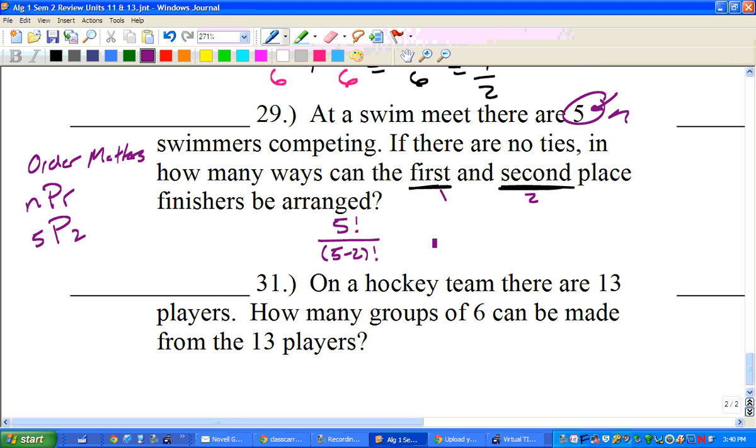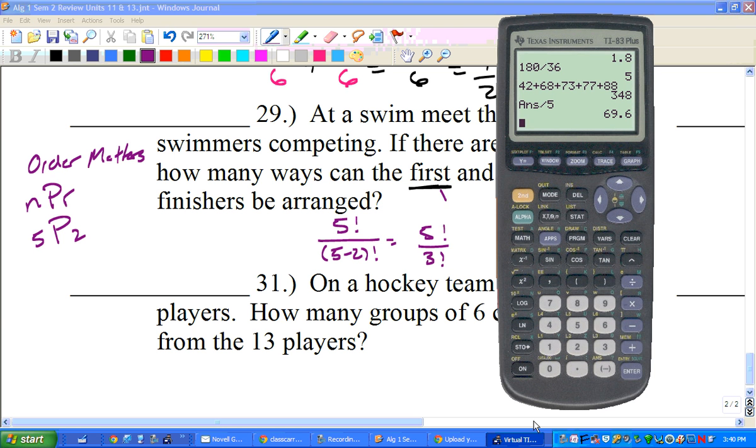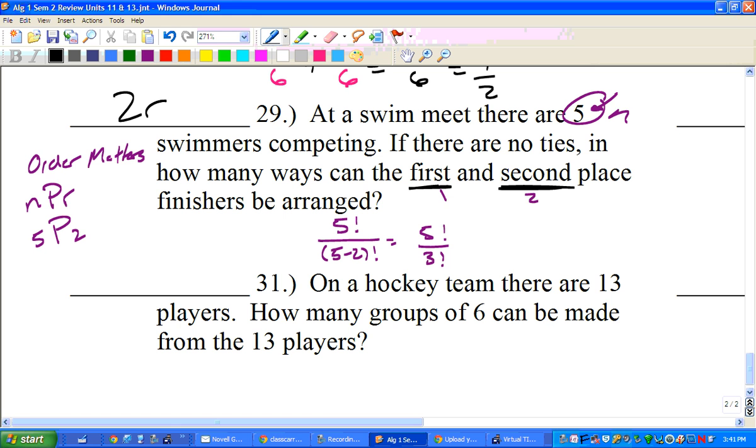5 minus 2. Okay, and when you plug that into your calculator, just using the NPR, which is all you have to do, you should get that there are 20 different ways to do that. Okay, and if you wanted to do that doing the shortcut that we talked about, if you look at it, 3's, 2's, 1's cancel out. What's 5 times 4? And that gives you 20.